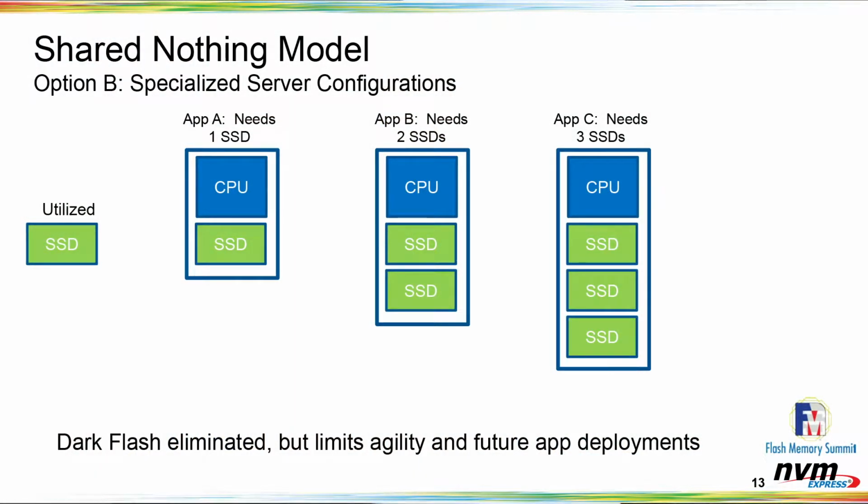So if you want to minimize your dark flash, one option is, well, let's build specialized server configurations for these different applications. And that's obvious how you do that. You just build a specific model for a specific application. You eliminate the dark flash in this case, but you've really limited your business agility to adapt to new storage requirements from new applications or changing application requirements, because you don't have a universal set of servers now throughout your data center that you can run any application on.